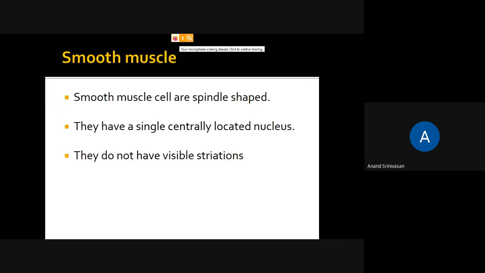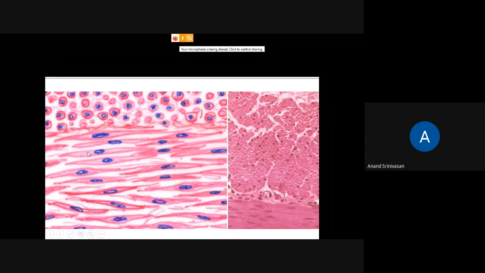The last one is smooth muscle. The smooth muscle is named because there are no lines and they are spindle shaped. I'll show you what the spindle shape is. It looks like this. This is called a spindle. So there are no lines, and they are spindle shaped.